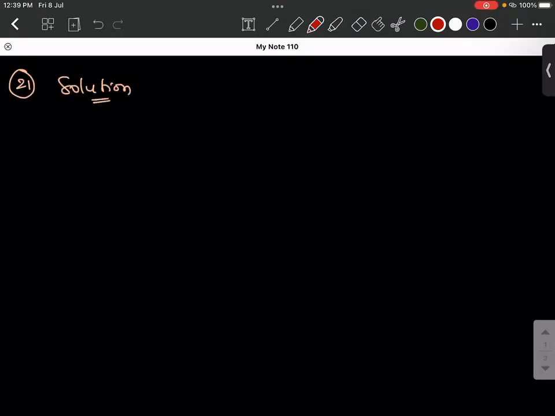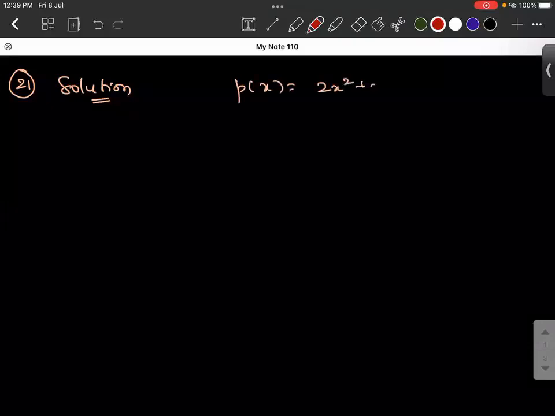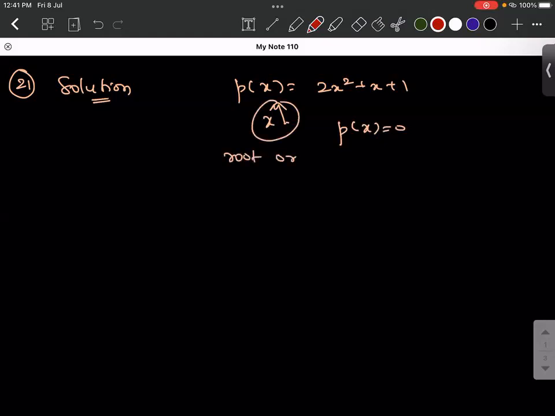See, when you talk about it as a root, you will have only one value. So for example, a polynomial is there, no? P of x is equal to 2x square plus x plus 1. If I substitute any value of x here so that P of x becomes 0, then this x is called a root or zero. Okay.